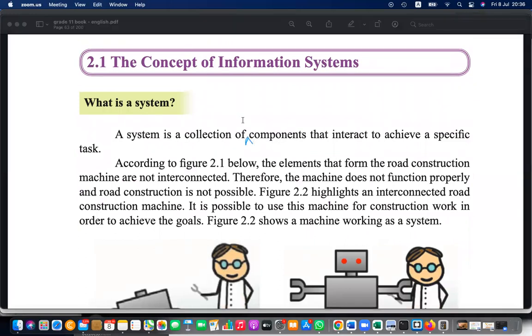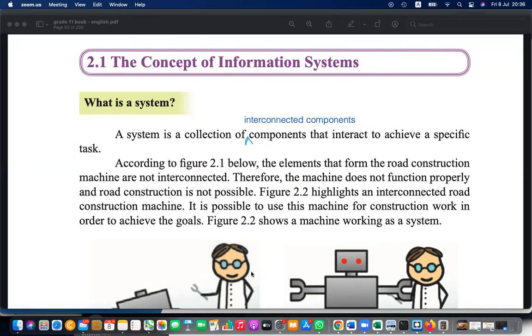I will add that. Collection of interconnected components. A system is a collection of interconnected components that interact together to achieve a common goal or specific goal or specific task. So please add these terms, very important. Collection of interconnected components that interact and work together to achieve a specific goal.